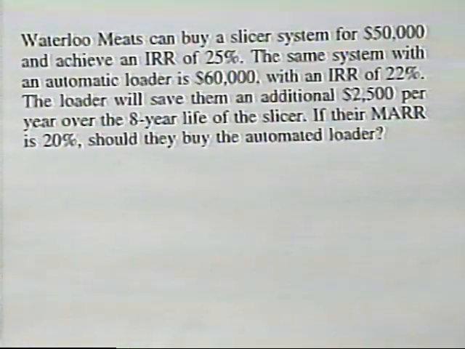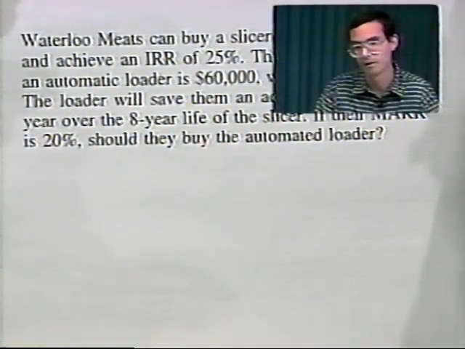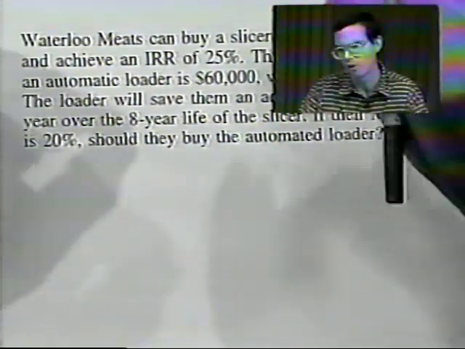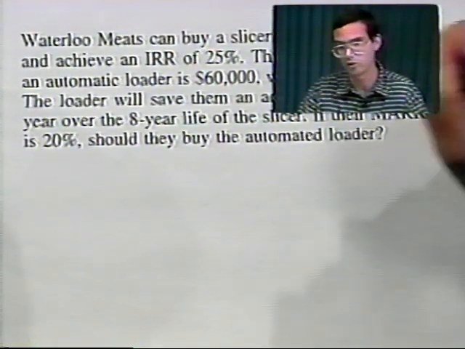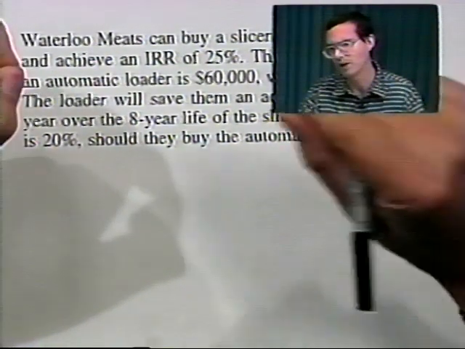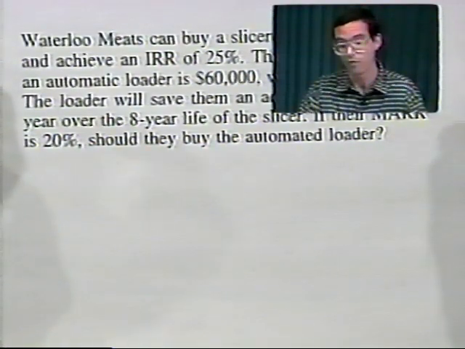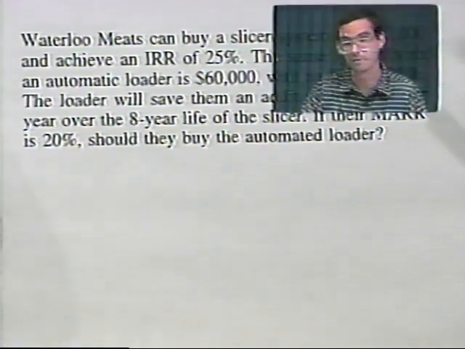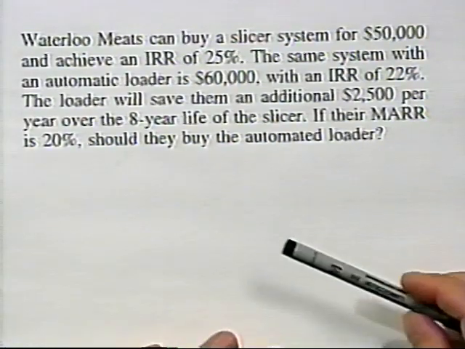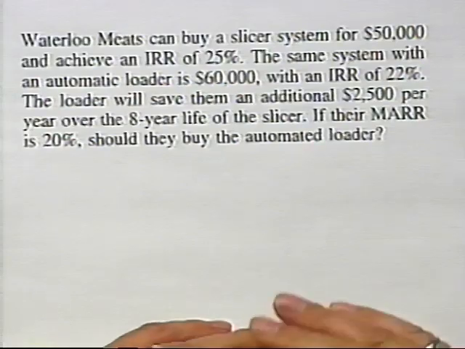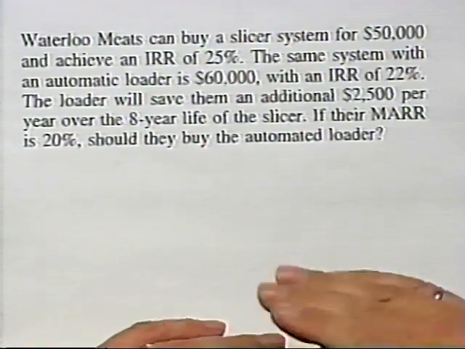But let's look at this in 2 stages. We can buy the simple slicer and earn 25% interest. If we go to the more complicated slicer with the loader attached, what we're really doing is investing an extra $10,000. We're investing an extra $10,000 for a return of $2,500 per year. The way we should look at this is accept the minimum system, but then look at the internal rate of return of that incremental investment, that $10,000 extra that we can invest.